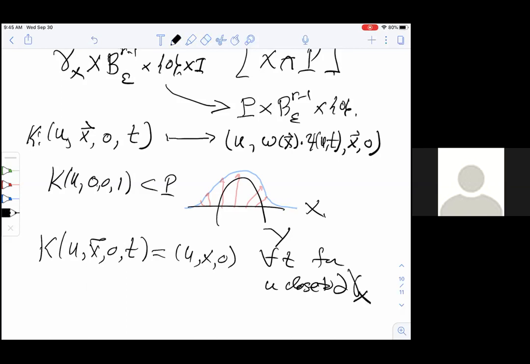And that's because for u close to the boundary, psi is 0. Doesn't matter what x is. This coordinate's always going to be 0. So u, x, 0, t for u near the boundary goes to u, 0, which is just u. Yeah, x, 0.